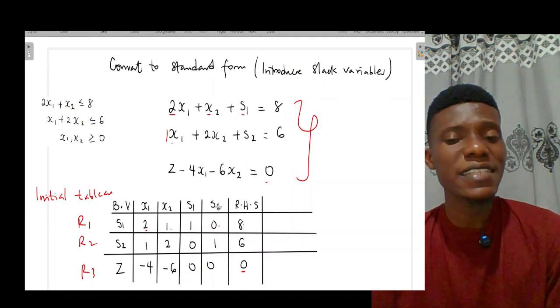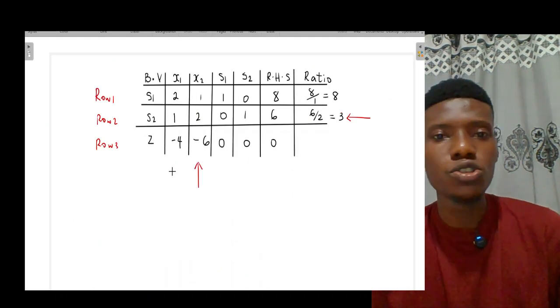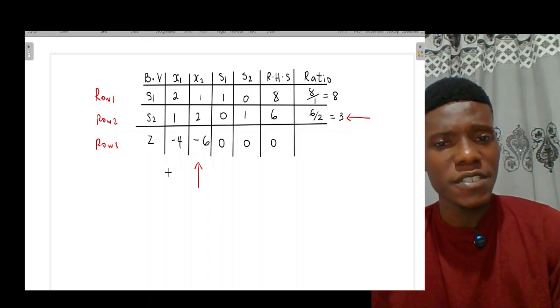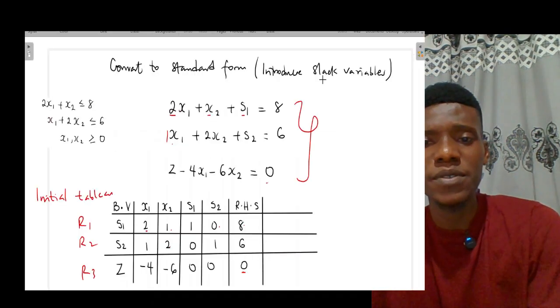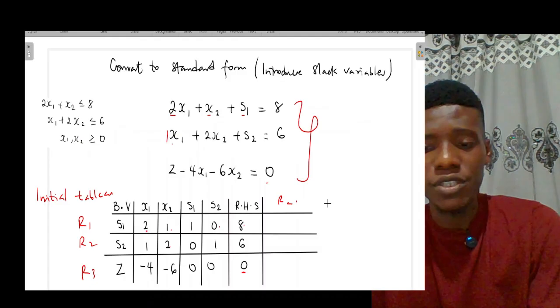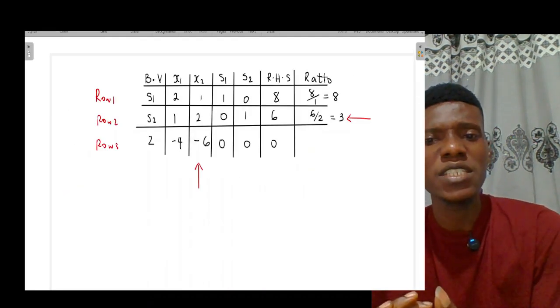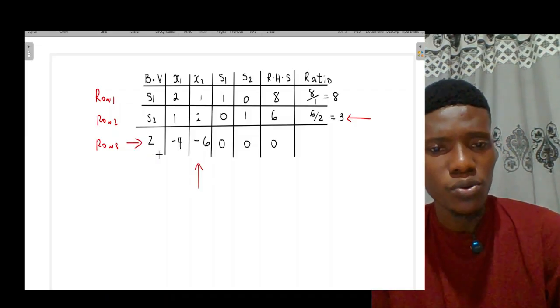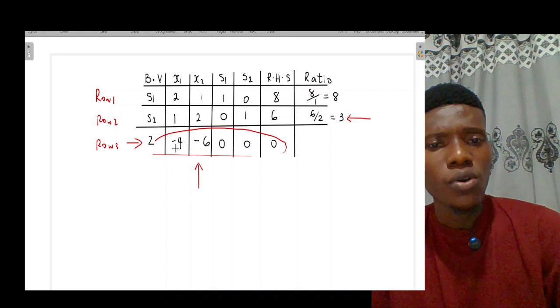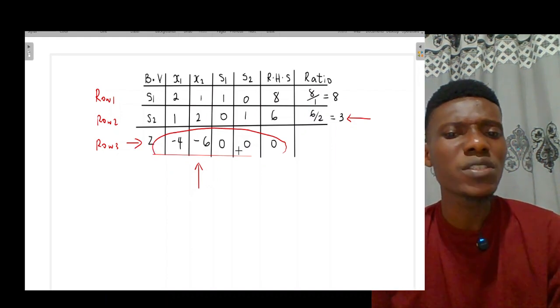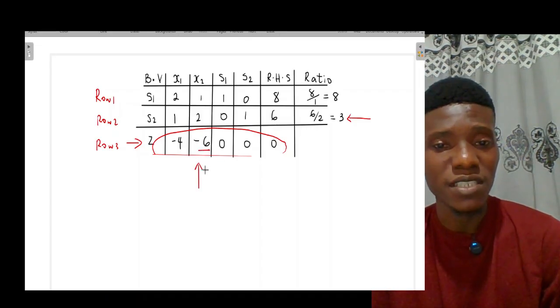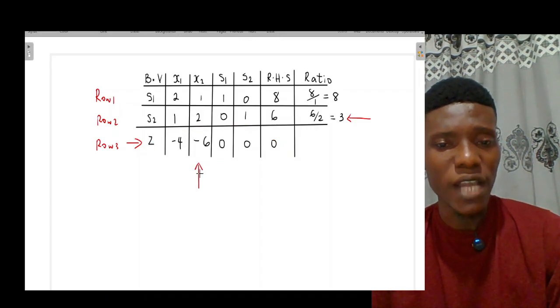After creating your initial tableau, the next thing you do is to identify your entering variable and your leaving variable. How do you identify your entering variable? You need to calculate the ratio. The previous table did not have a ratio, but this new table now has one. How did we generate it? You look at row z and the numbers there. Which one is the most negative number? The most negative number is -6, and that is why we highlighted this part.